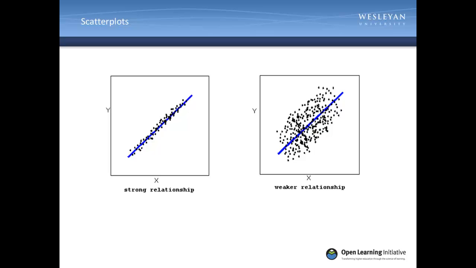The strength of a relationship is determined by how closely the data points follow the form. We can see that in the scatter plot on the left, the data points follow the linear pattern quite closely. This is an example of a strong relationship. In the scatter plot on the right, the points also follow the linear pattern, but much less closely. Therefore, we can say that the relationship is weaker.